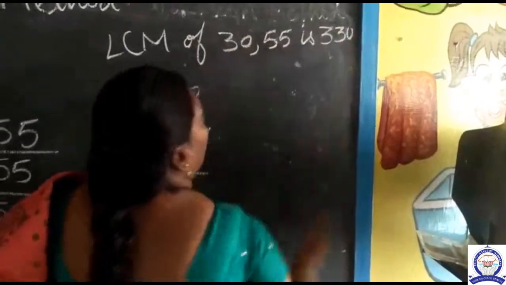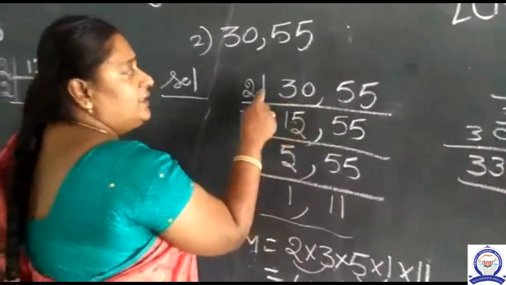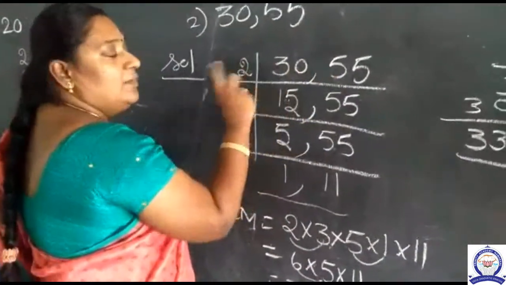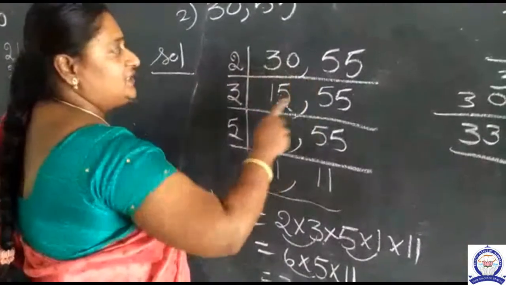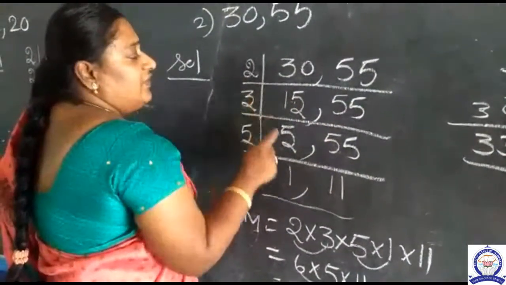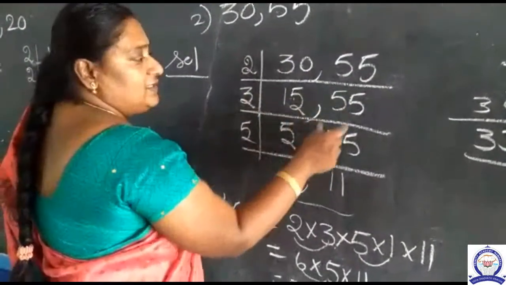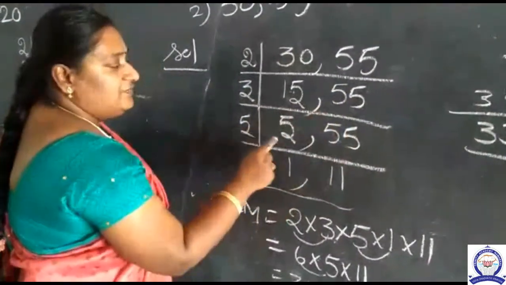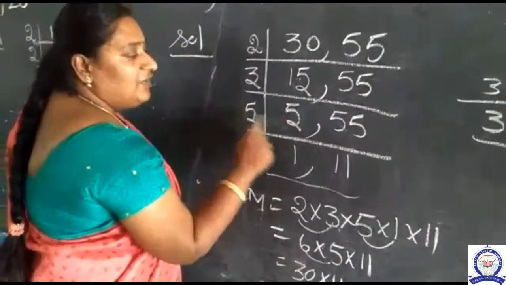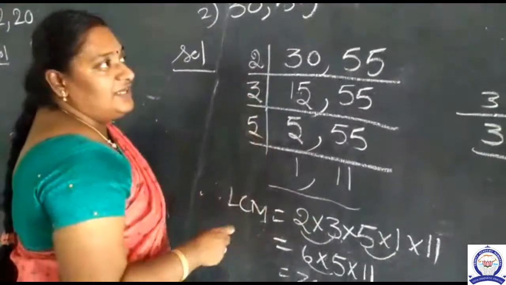Okay, once again I repeat. 30 comma 55. 30 is the even number, so start with 2 table. 2 15s are 30. 55 won't come in 2 table, so keep 55 as it is. Then 3 table. 3 5s are 15 comma 55, and it won't come in 3 table, so keep 55 as it is. Next, 5 and 55 will come in 5 table. 5 1s are 5. 5 11s are 55. At last you have to multiply the 5 numbers and find the LCM.